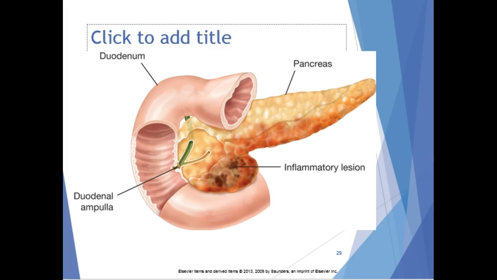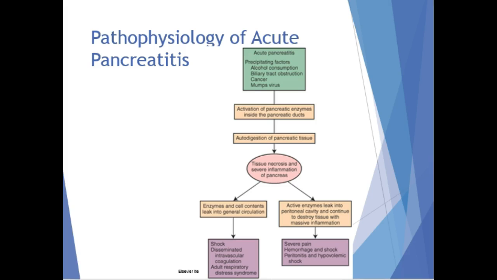Here's a picture of the pancreas. The healthier pancreas is more to the right, and then you'll see the inflammatory lesions in the area just below the duodenal ampulla. And here's the concept map of the pathophysiology of acute pancreatitis.